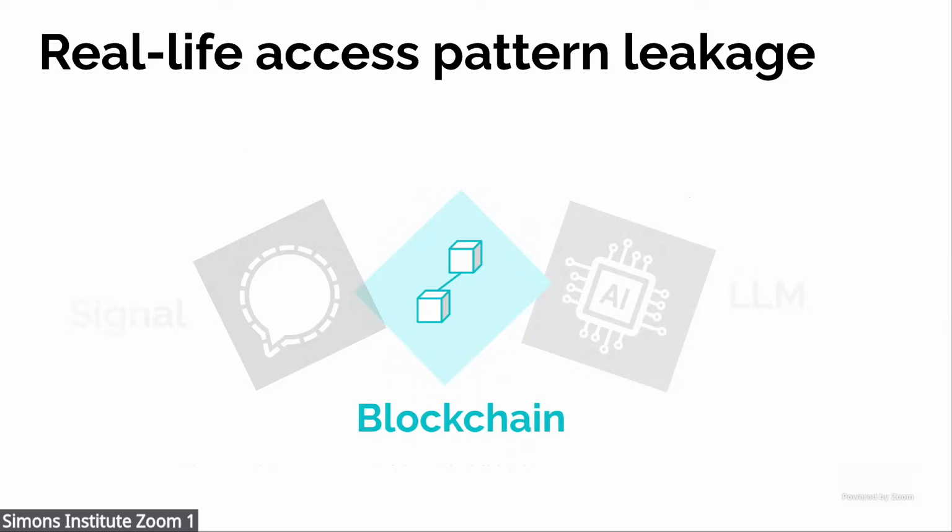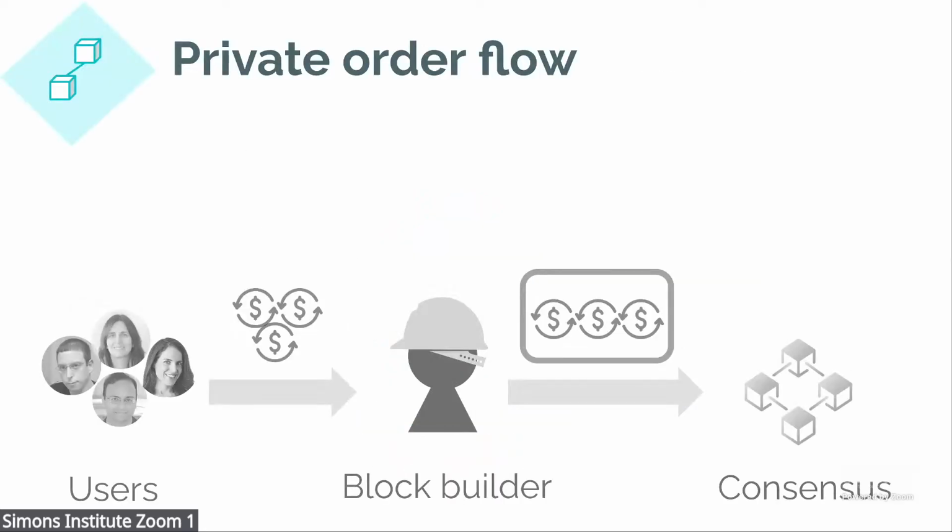I'll also give you a blockchain example of why, in blockchains, people are really thinking about deploying ORAM and PIR. And the application is private order flow. There are different applications in blockchain, and I'm going to give one of them. It's private order flow. So let me explain what order flow is, right?